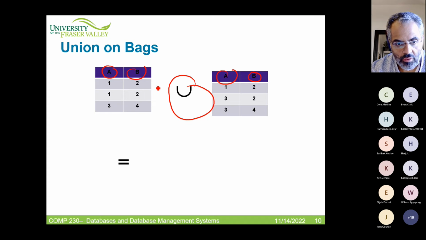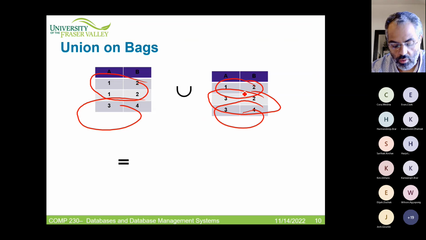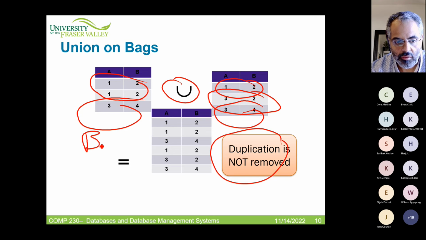So we have here 1, 2, 1, 2, 3, 4. Here we have 1, 2, 3, 2, 3, 4. So in this case, we will have 3 because duplication is allowed. We will have 3 times 1, 2, and we will have 2 times 3, 4, and 1 time 3, 2. Duplication is not removed because now we are dealing with the union for bags.